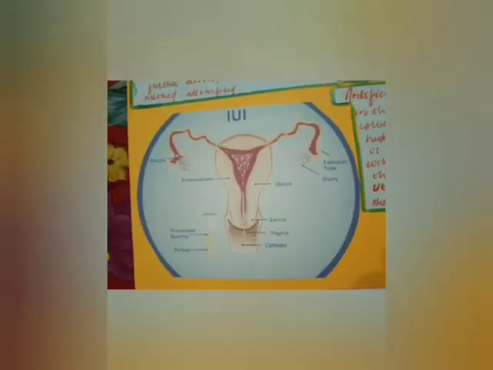Artificial insemination, AI. In this technique, the semen collected either from the husband or a healthy donor is artificially introduced either into the vagina or into the uterus, IUI, intrauterine insemination, of the female.